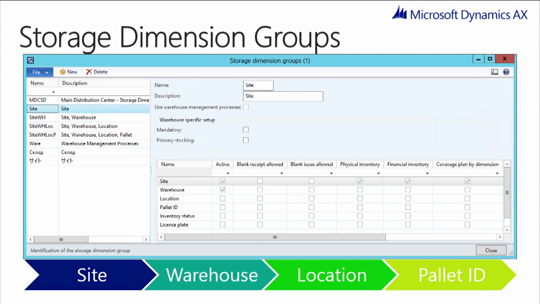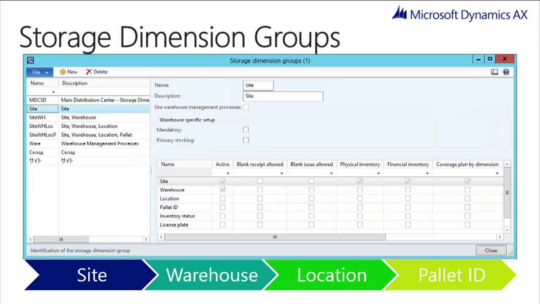You can also use the For Purchase Prices and For Sales Price checkboxes, which you cannot see in this screenshot, but if you were to scroll over, that's where you would find these checkboxes, to allow different trade agreements to be defined for that dimension. For example, if you want to have a different purchase price at each site, you can mark the For Purchase Price checkbox on the site row.